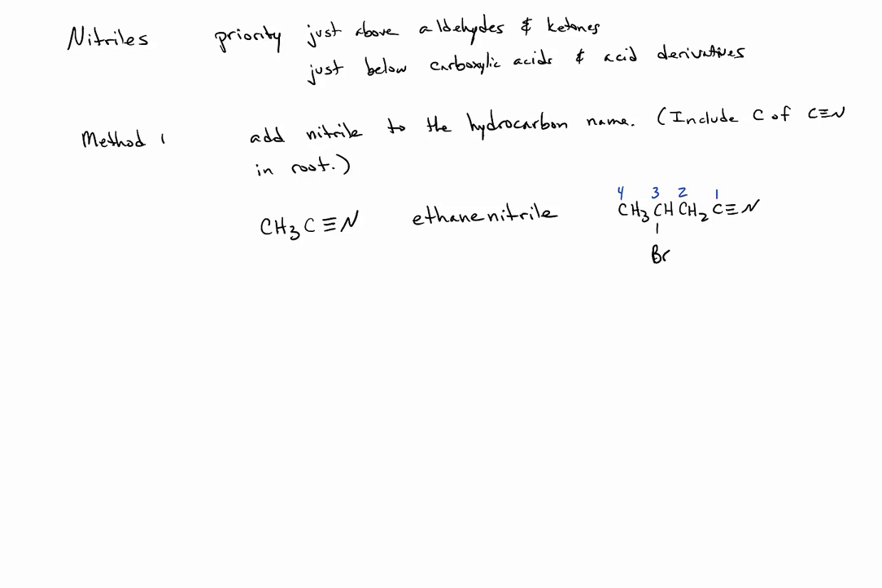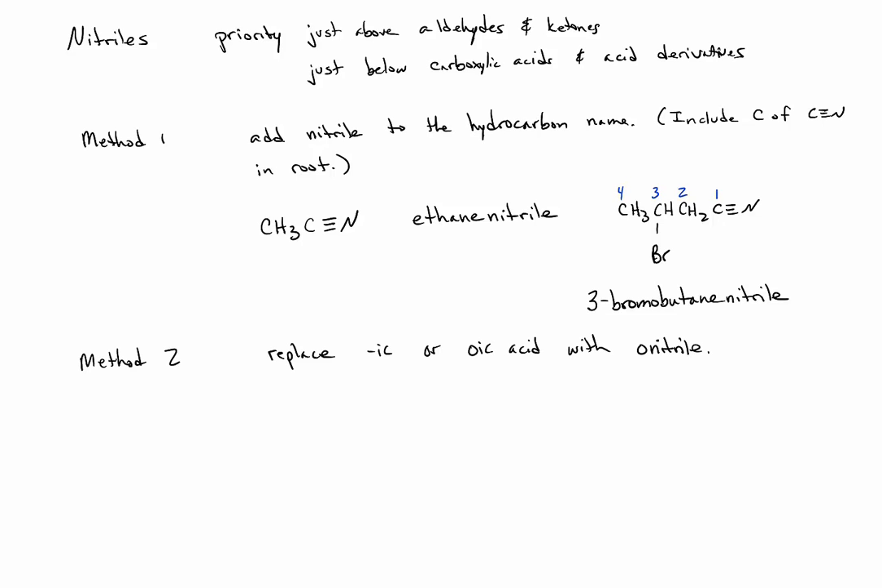Looking at another example, I would have a bromo substituent off of a butanenitrile. So this would be 3-bromobutanenitrile. For the second method, we can replace the ic acid or oic acid with o-nitrile. So let's take a look at acetic acid, and rename it as the corresponding nitrile. This one would be acetonitrile.